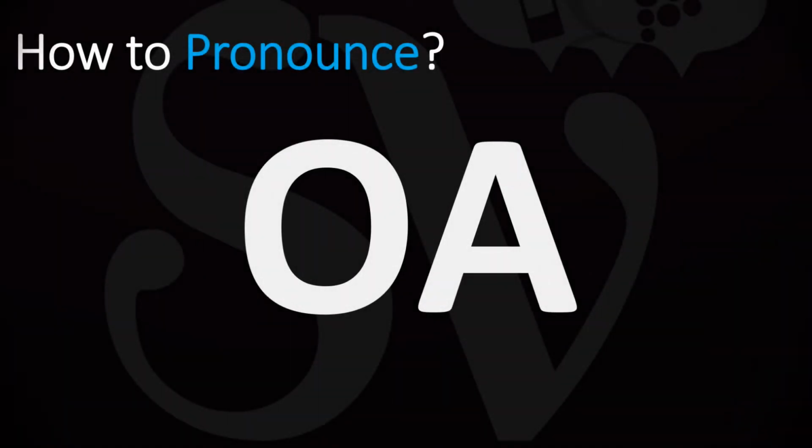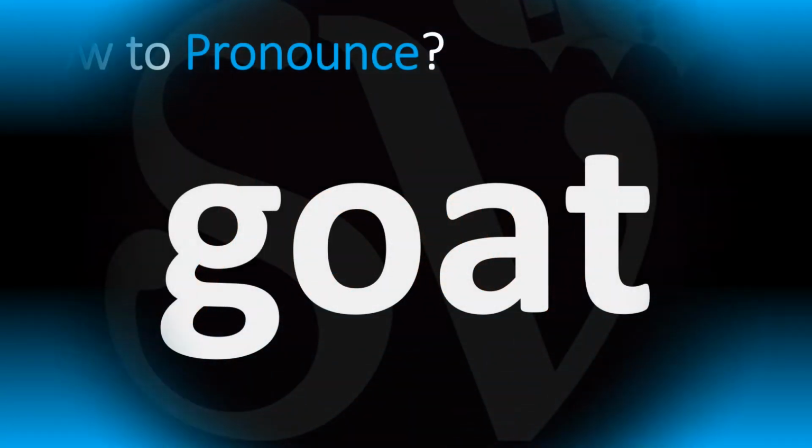We are looking at how to pronounce this syllable, the letters OA together in words in English. We'll be looking at a few examples. Let's have a look. It's generally said in words as O. Let's have a look at a few words.